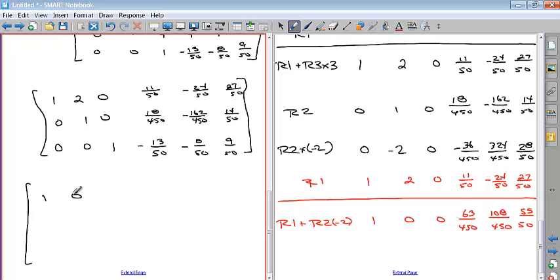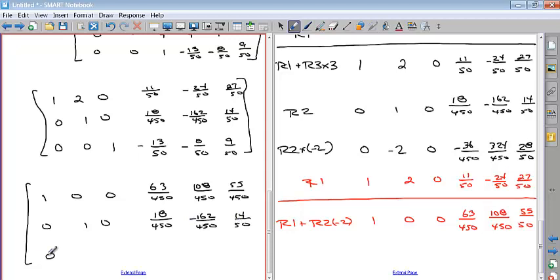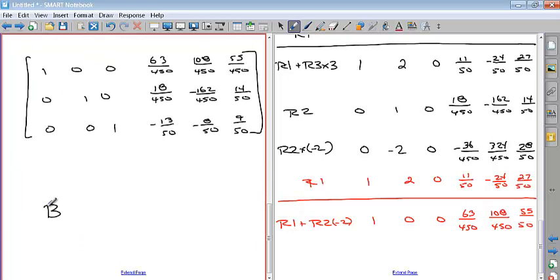So I get 100, 63 over 450, 108 over 450, 55 over 450, 0, 1, 0, and then the rest of it just copy down. So my final inverse matrix here, B inverse, is, and then I'll see if I can simplify anything here.